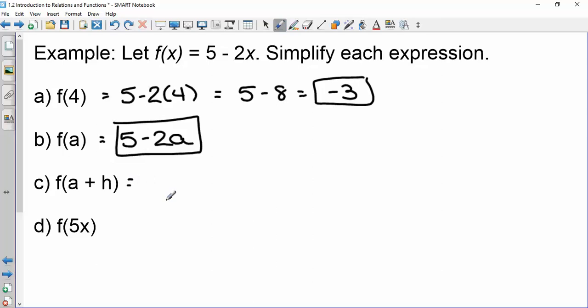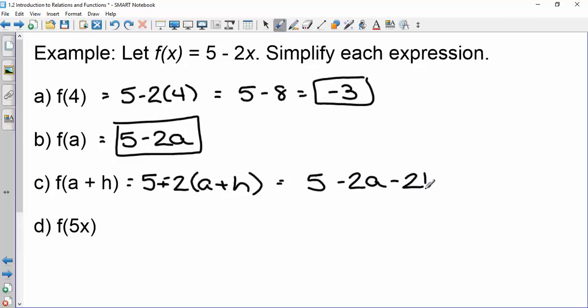We can have variables in these still. We're not solving an equation, we're just seeing what that is equal to. So we're just plugging in an a. So f of a plus h, what that means is you go to your equation, you replace x with a plus h. If you distribute, you have to distribute -2. So you get 5 minus 2a minus 2h. The negative has to go to both of those terms.